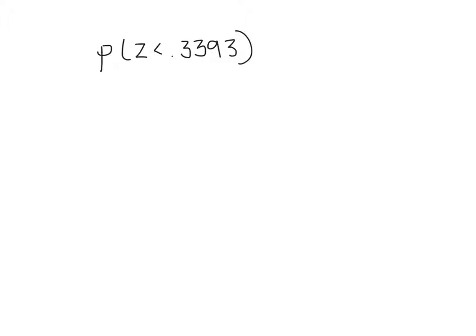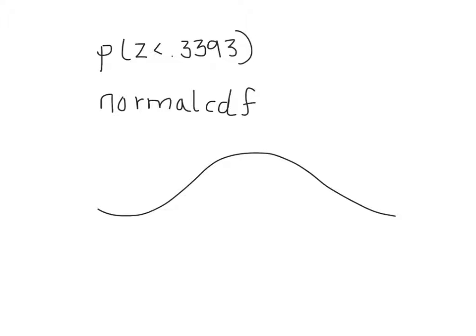So our normal CDF command tells us that we have to give it a lower boundary, an upper boundary, a mean, and a standard deviation. If we picture this, we've got a normal curve. Here's a z-score of 0. Here's a z-score of 1. 0.3393 is somewhere in between those, but closer to 0 than to 1. And we're looking for this area below, since we had a less than probability.